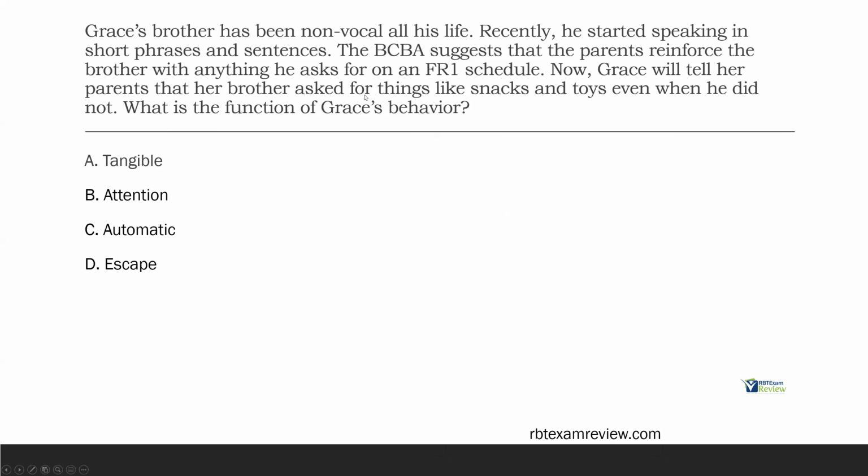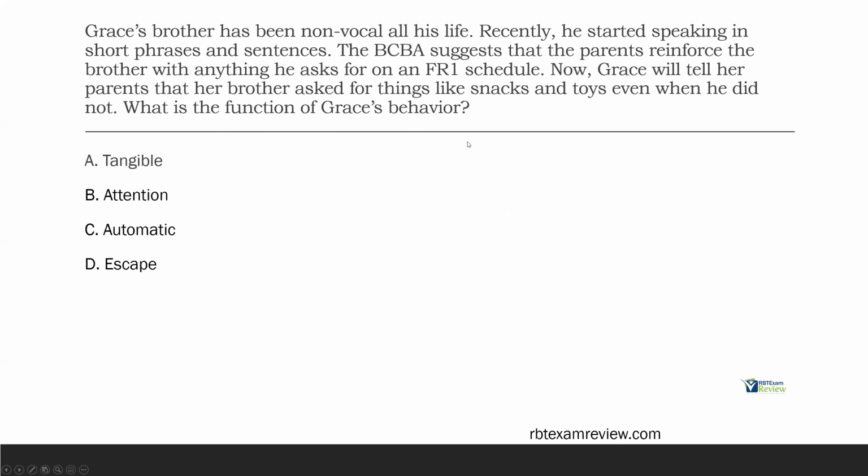We are looking at Grace's behavior. And the question wants to know, what is the function of Grace's behavior? So what is Grace doing? Grace is telling her parents that her brother is asking for things like snacks and toys. We know that when her brother asks for things, he gets them. So if Grace is telling her parents her brother is asking for things, they are going to be giving him these things. So what is Grace trying to accomplish? Is she trying to obtain tangibles? Yes, we can hypothesize Grace wants to obtain tangibles.